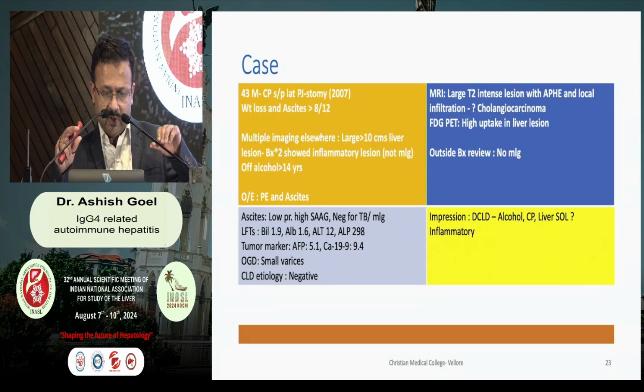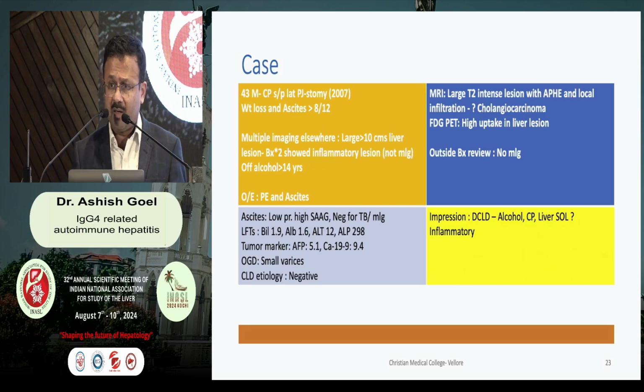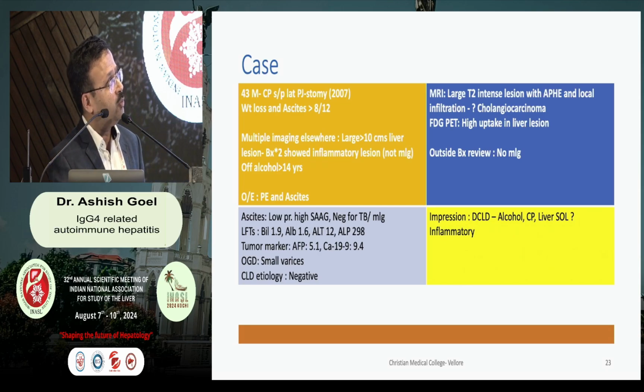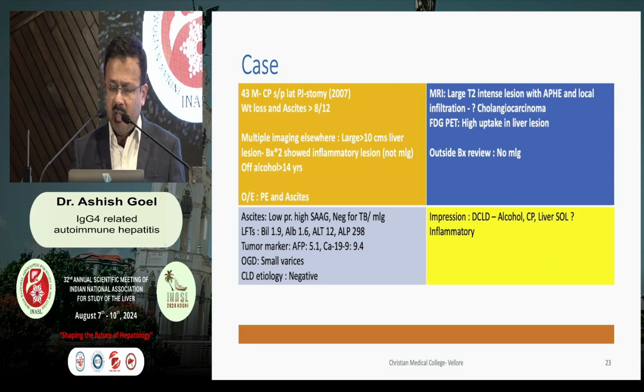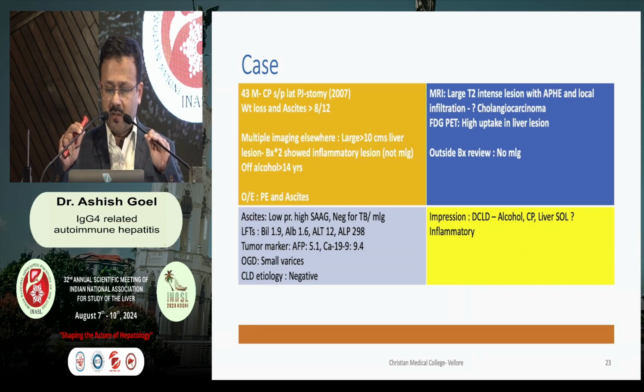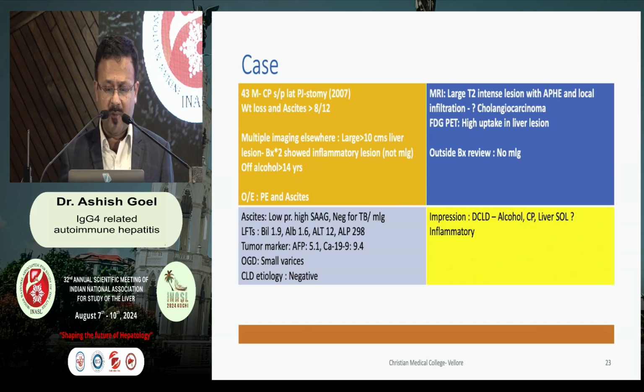So I'm going to end with a case. This is a 43-year-old male patient with chronic pancreatitis who underwent lateral pancreaticojejunostomy in 2007 and now has presented with weight loss and ascites over the last 8 months. Multiple imagings done before coming to our hospital had shown a large, more than 10 centimeter liver lesion, which was biopsied twice and did not show any malignancy, but was shown as an inflammatory lesion. He's off alcohol for 14 years and has pedal edema and ascites.